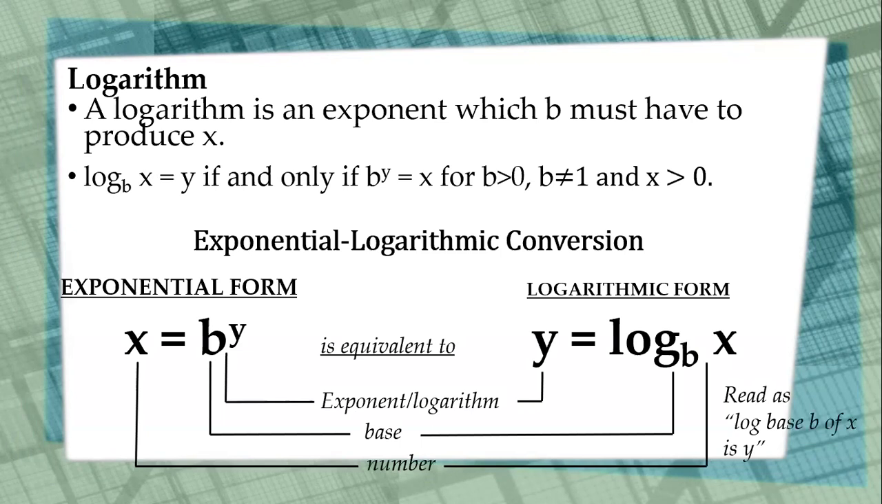To transform, under the exponential form, the exponent is equivalent to the answer. It's the answer itself. And the base is the base under the logarithm as well. While the number, which is the answer, is beside your logarithm. So we read this as the logarithm to the base b of x is y, or in some books you can read it as the logarithm of x to the base b.